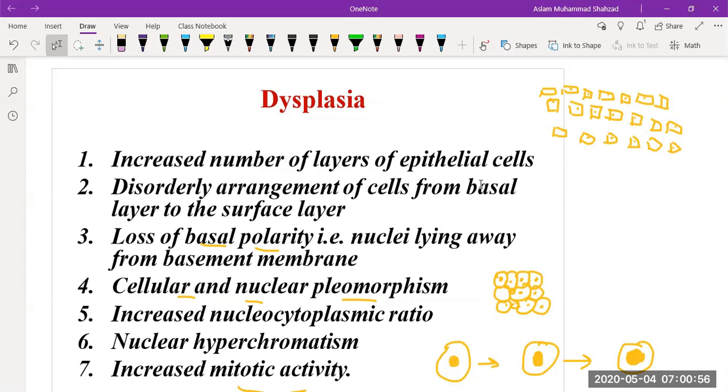Then you can understand nuclear hyperchromatism, where there is an increase of the chromatin material, which is the material of the chromosomes. Then there is an increase of the mitotic activity.